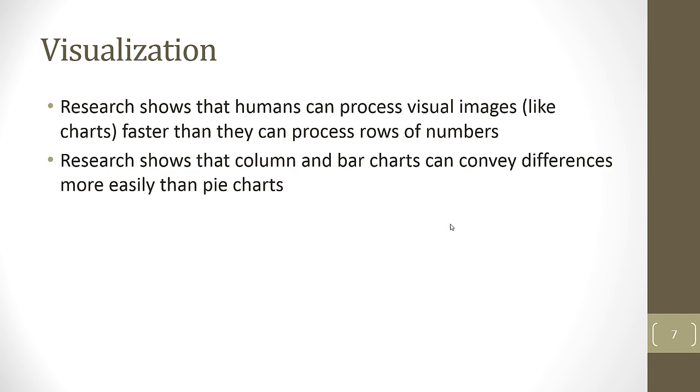Now, visualization in terms of research. Research shows that humans can process visual images like charts faster than they can process rows of numbers. Now, we all know this from being alive and looking at numbers and charts. Charts, you get that quick visual impression. But research backs that up. Another thing that research backs up, and actually in recent years, data analysts have preferred columns and bar charts over pie charts. And the research shows that column and bars convey differences more easily than pie charts.